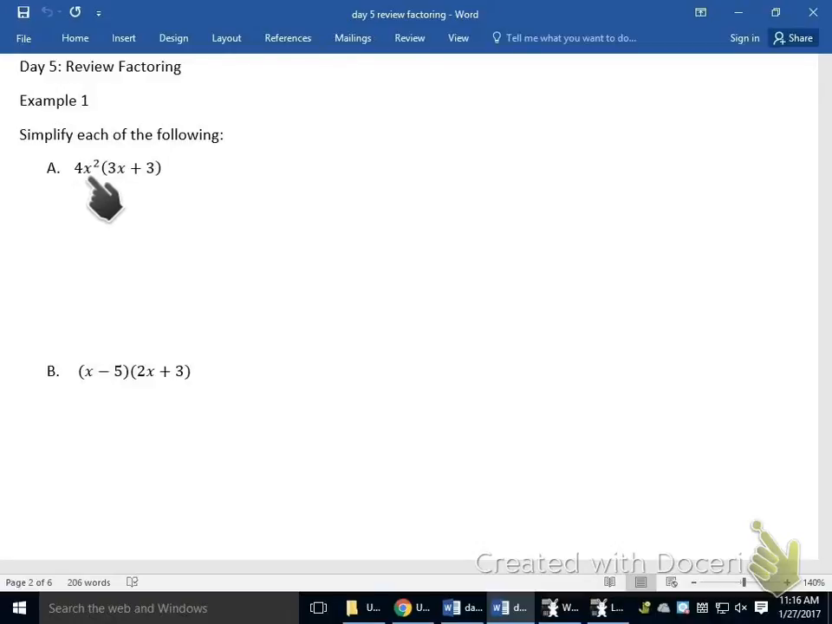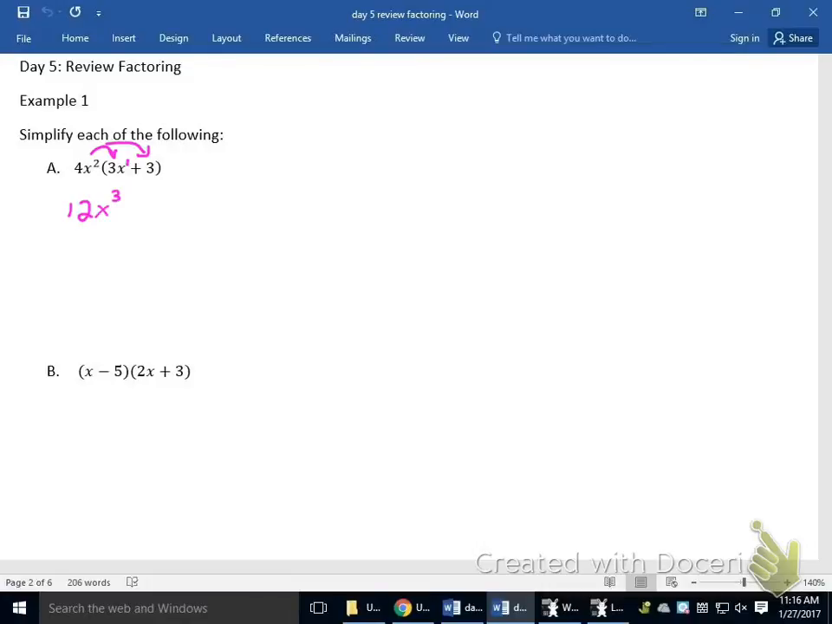Here we have a monomial, one term, multiplying a binomial, two terms. To simplify something like this, we're going to take the monomial and distribute it to each of the terms in the binomial. So 4x squared multiplying 3x will be 12, and then x squared times x. Remember, you'll add your exponents, that's an x to the first in there, so x to the second times x to the first is x to the third power.